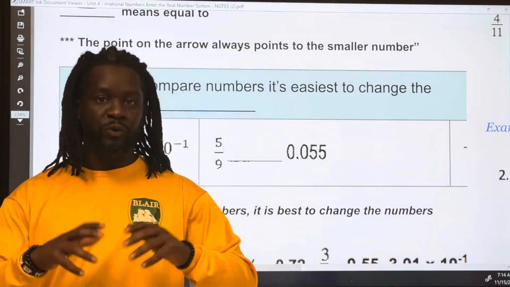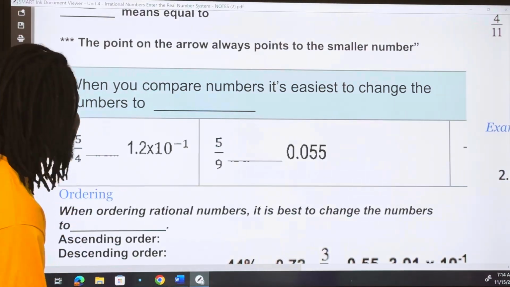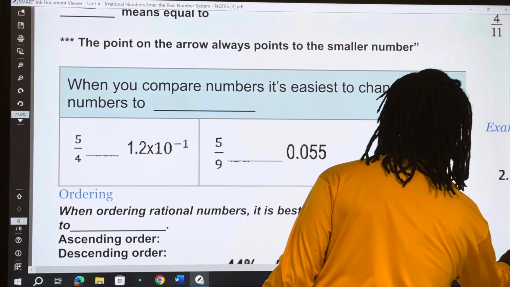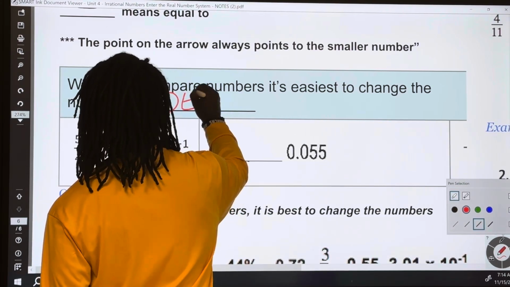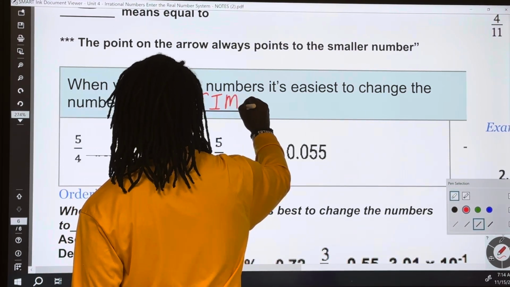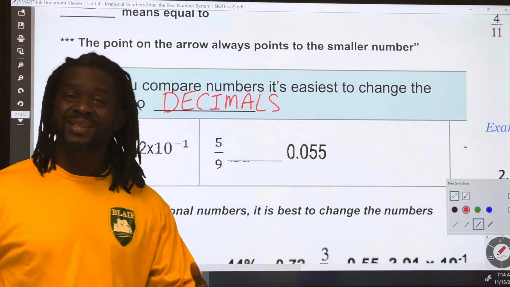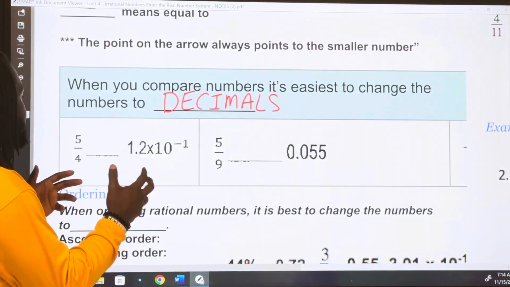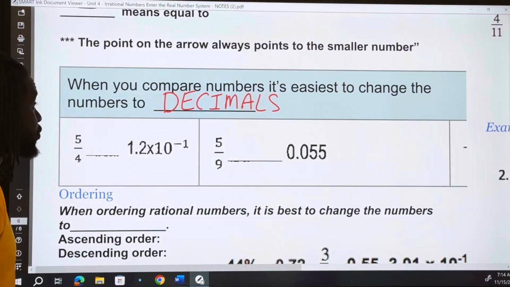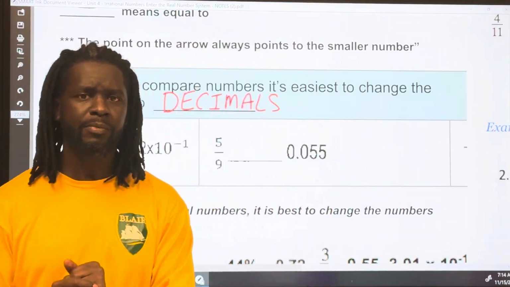So really simple. When you are comparing numbers, it is easiest to change them to decimals. So you want to change them all to decimals so that then you can appropriately compare them, right? And so it's just kind of putting them all in the same form, all right? And so you will be able to use your decimals calculator for this.